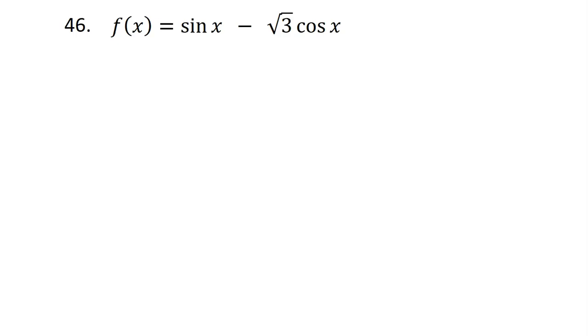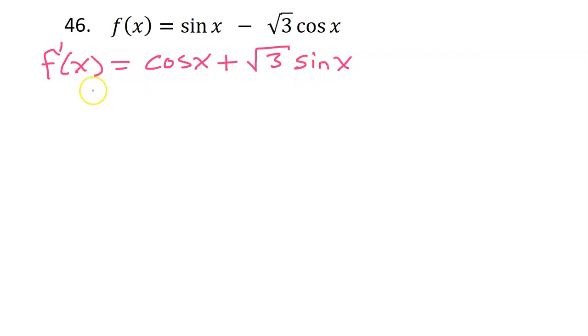We can find f prime term by term. The derivative of sine is cosine. The derivative of cosine is negative sine. The negative will come here to the front and turn this into a positive. So we have positive radical 3 sine x. That's it. This is the derivative.